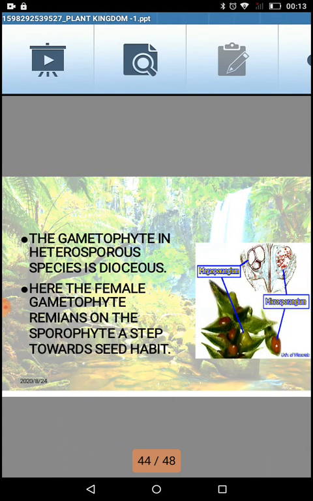The gametophyte is of a heterosporous species and it is dioecious. Here the female gametophyte remains on the sporophyte, a step towards the seed habit. Meaning what? That the sporophyte will be retaining the gametophyte inside itself. So once the zygote formation occurs inside the gametophyte, and from the zygote the spores will be formed, that will be formed inside the sporophyte, which has given shelter to the gametophyte.